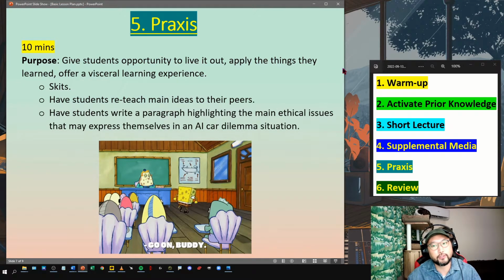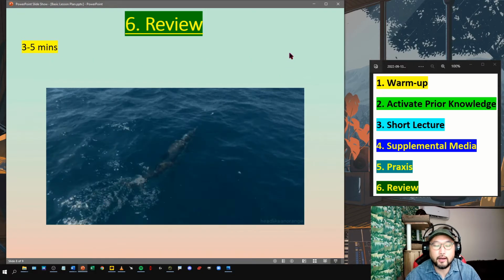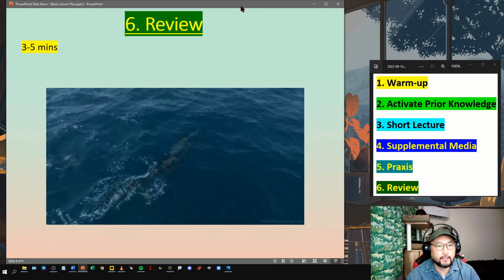Another thing you can have students do, which is a bit more of an individual activity, is write a very simple paragraph highlighting some of the main ideas that they learned, or, for our example in the video, highlighting some of the main ethical issues that may present themselves in an AI car dilemma situation. So offering the students a chance to practice, I would say this is also quite essential in your lesson planning. And the last part of any basic lesson plan is the review section.